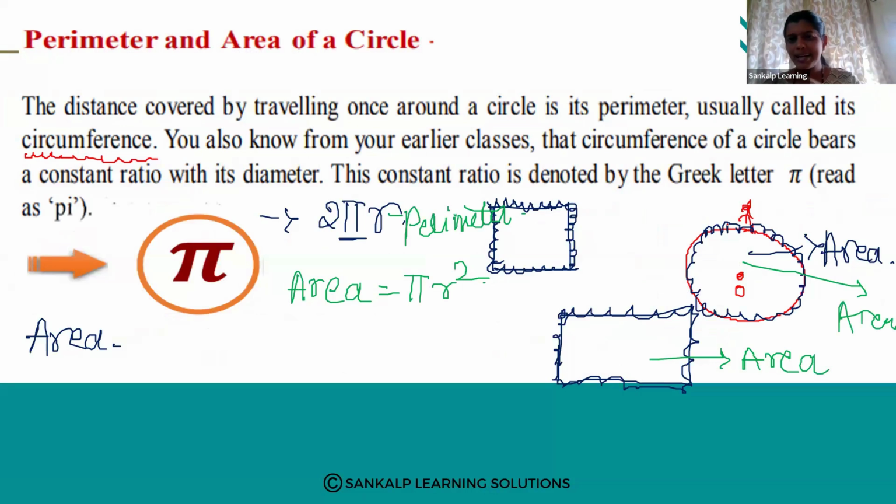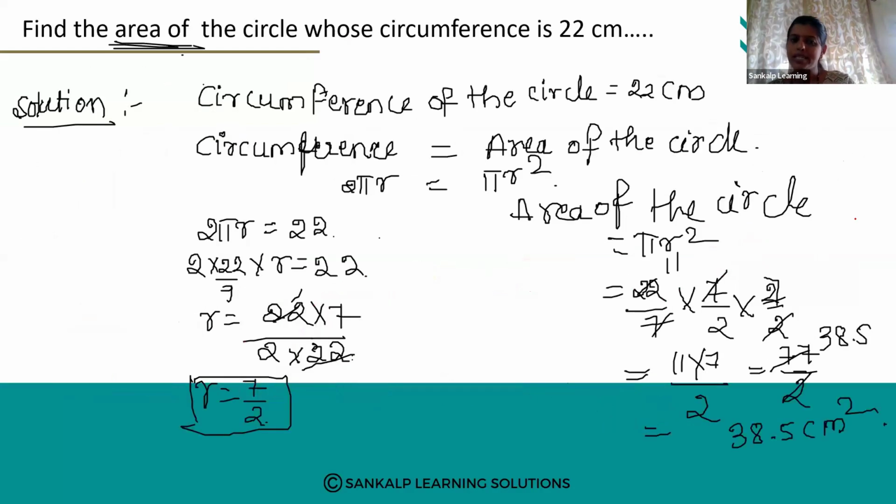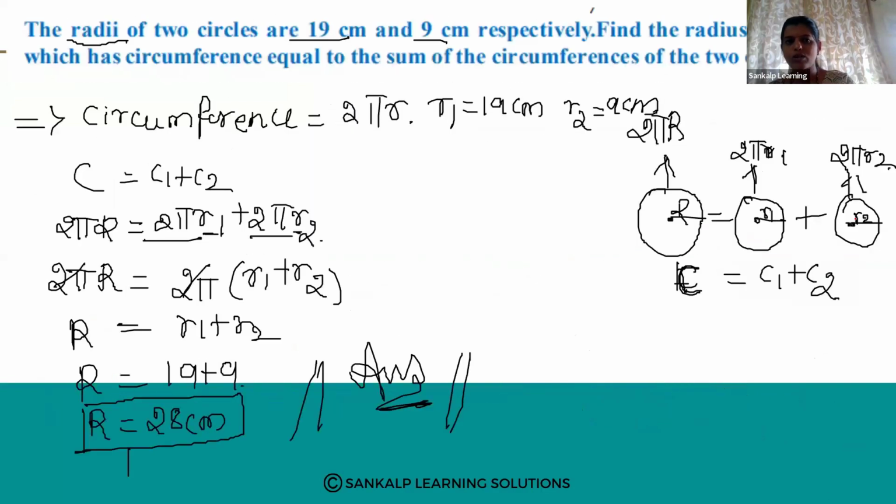Area is pi r square and circumference or perimeter is 2 pi r of the circle. Yes. So next, again, we discussed these concentric circles, and also we discussed the area of a quadrant, and also the perimeter of a semicircular protractor. Yesterday, we discussed all these things, and also we solved some examples.